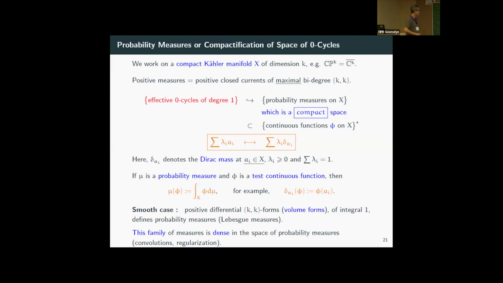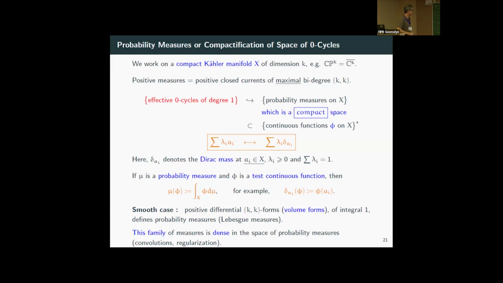Okay, so this is a particular case of probability measure. So in this way, you see that the space of all effective 0 cycles of degree 1 can be embedded in the space of probability measures. But this space of probability measures is a compact space. So somehow this is a way that you compactify the space of effective 0 cycles of degree 1. Okay.